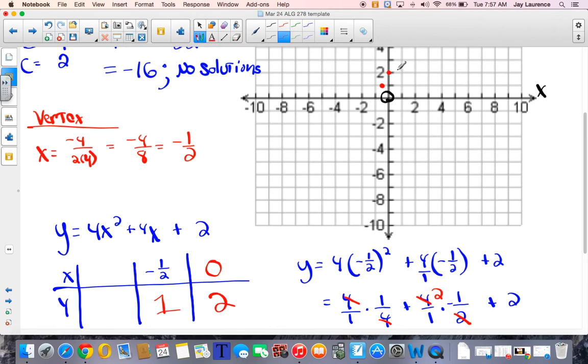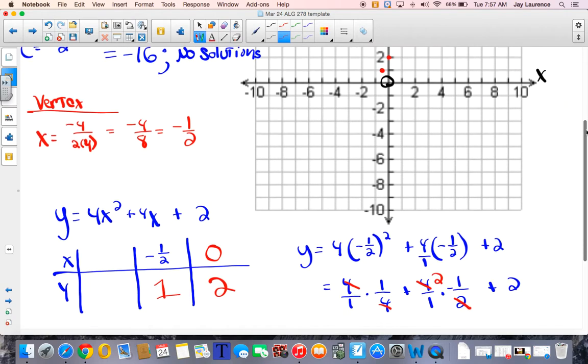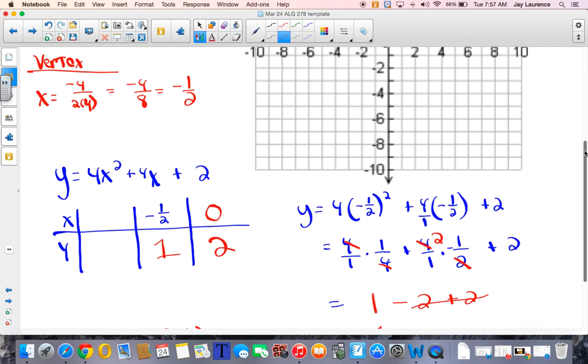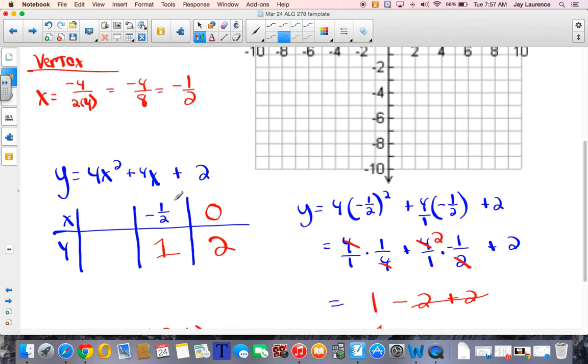Hey, by the way, when would be the only time I couldn't put 0 in? That's right, if the parabola was passing through 0, like the vertex was at 0, at the origin. Right, I'd have to put a different number. If the vertex is on the y-axis, then I have to pick a different number. Now again, I'm going to work really smart.